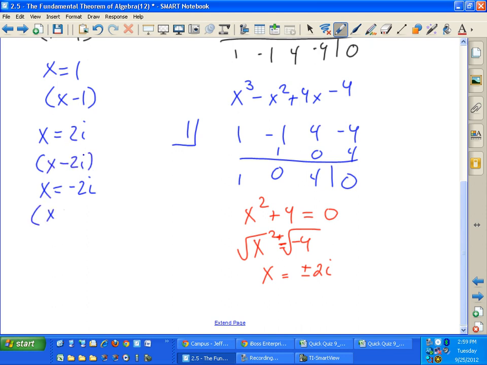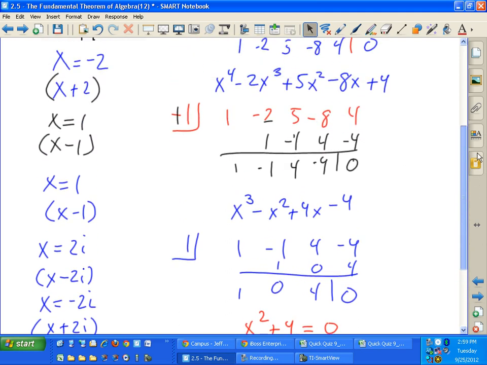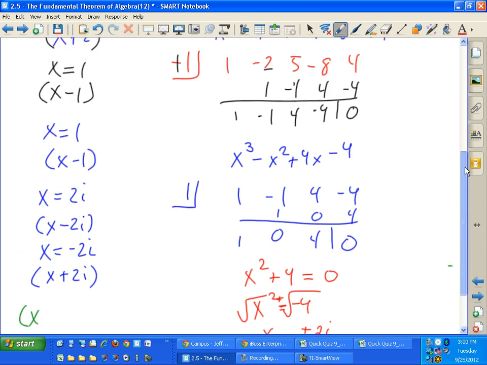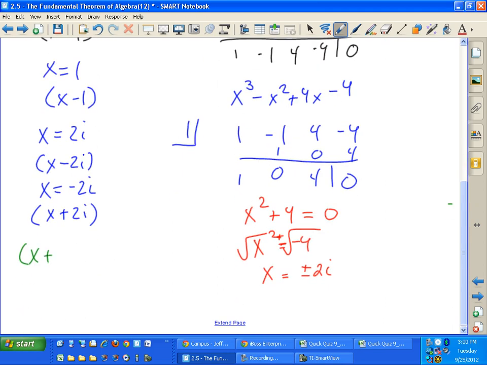So way back at the beginning here, if I take all my parentheses and put them together, I would have my factors of x, what was it? I got to go back, I can't remember. x plus 2, x minus 1, there's 2 of them, so I squared it, and then x minus 2i, x plus 2i are my linear factors of the original function.